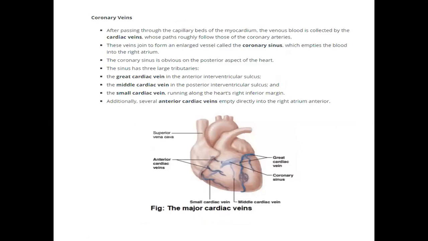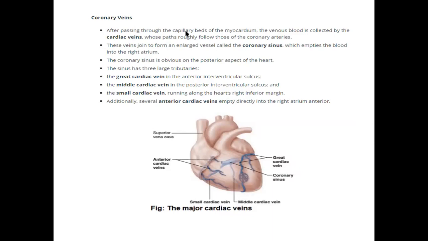Good. And let's look at the coronary veins. We said the coronary veins drain blood from the heart. The arteries supply the heart, but it's better to call them cardiac veins, because they are actually called cardiac veins. So another name for coronary veins is cardiac veins.